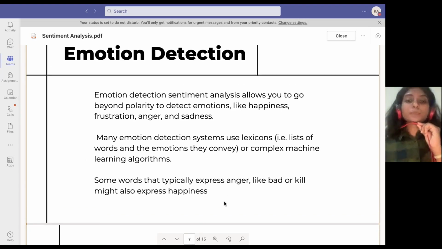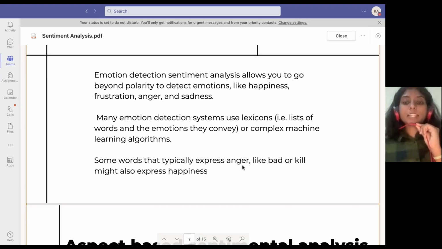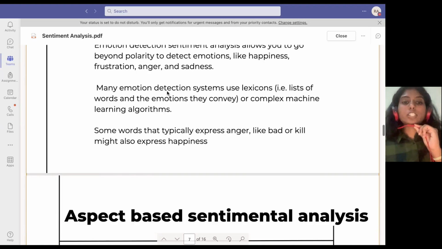See, there are some words that can bring both happy and sad feelings. For example, here they said bad or kill. Suppose you're seeing a product, and if they say the product is just killing it, it means it's a very good product. The slang just tells it's a very good product. But if for the same product they are saying, oh my god, it's just sucking, it's just killing my time, it also tells that they are speaking out of frustration. So it's basically detecting according to the context. So one of the types is emotion detection.